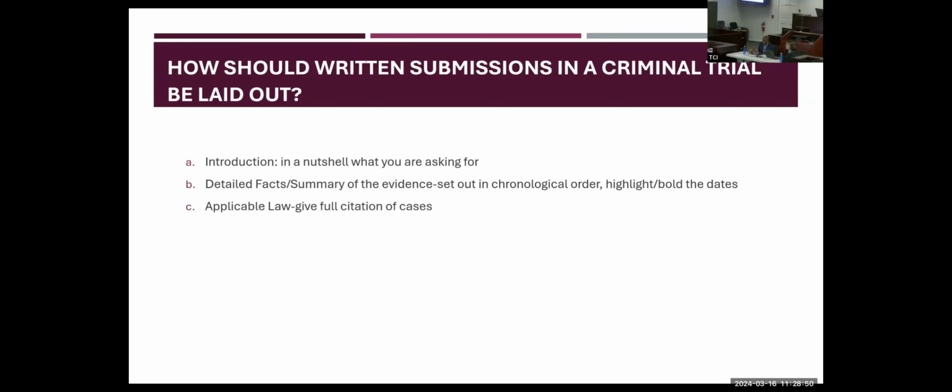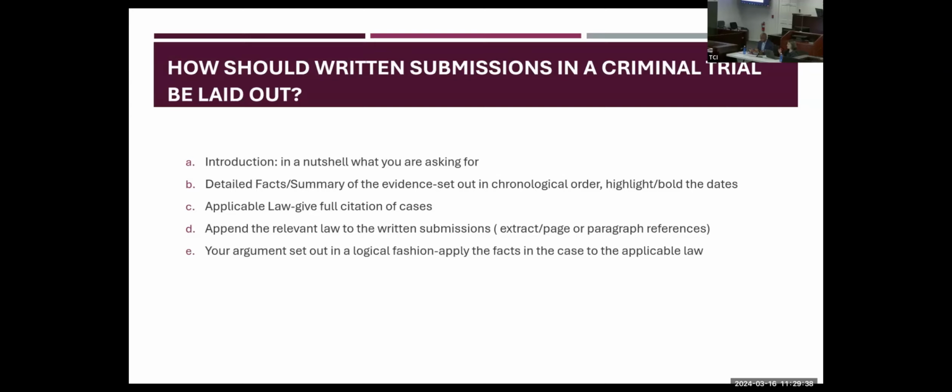You need to have a section setting out the applicable law, and give the full citation of cases. Even though these are written submissions rather than skeleton, you wouldn't want to be cutting and pasting large pages from case authorities, but the relevant paragraphs you could include, and then of course you attach the full authority in your authorities bundle. And that's the next point. You append your authorities to your written submissions, and you make sure that you include the relevant page reference or extract just the key paragraph for your judge to read as she's going through the written submissions, and she can see you're leading your judge into your argument.